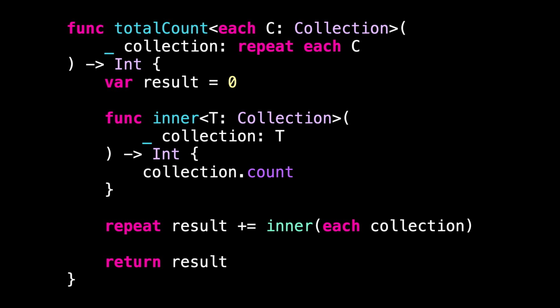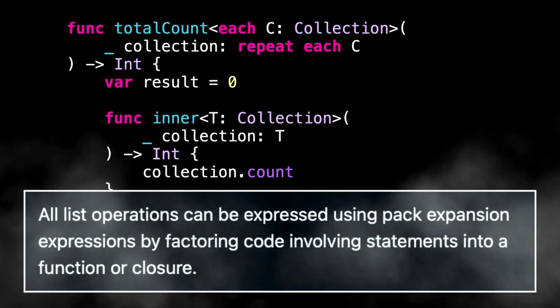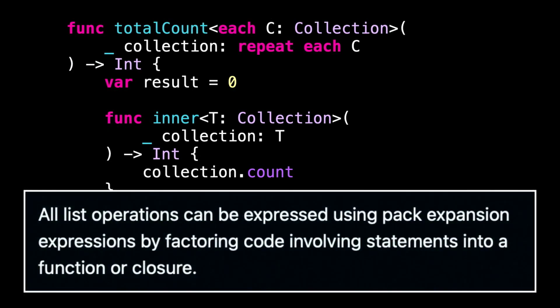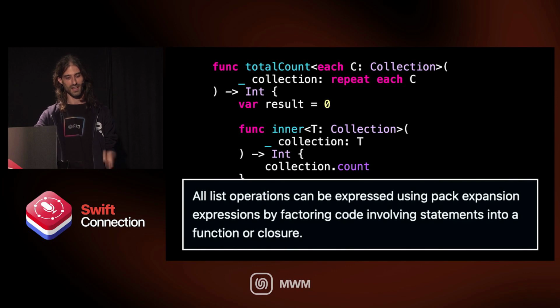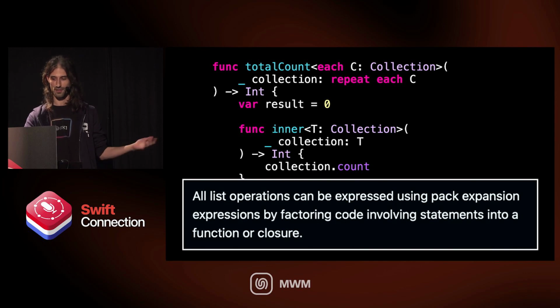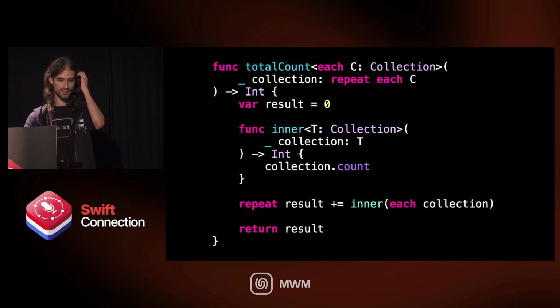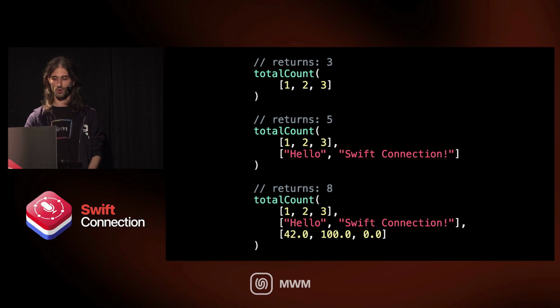And if you look at the Swift evolution proposal, Apple will tell you everything is under control because all list operations can be expressed using pack expansion expression by factoring code involving statements into a function or a closure. So I'm not telling you should do it. Apple is telling you this is the way to do it for now. And it really shows you that my understanding is that the goal of this feature was to lift the limitation of SwiftUI more than anything, and then the rest will be added. They are looking to add a proper for loop later. And so with this, you can implement this kind of call sites.